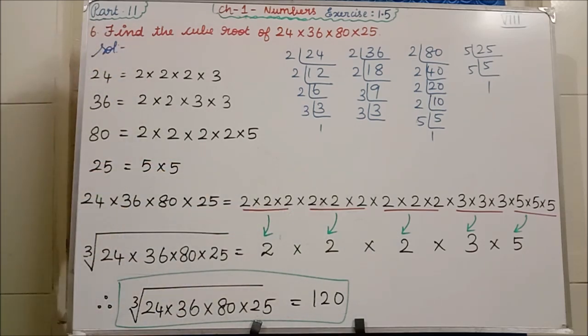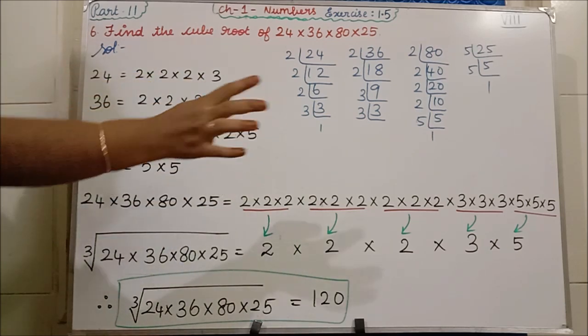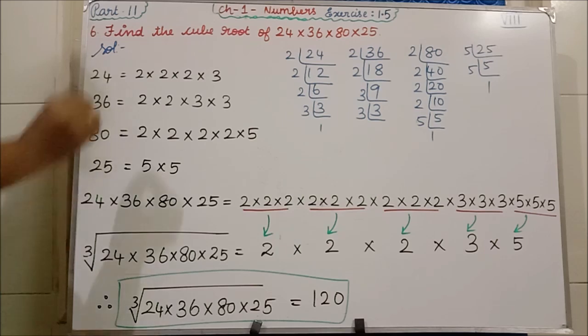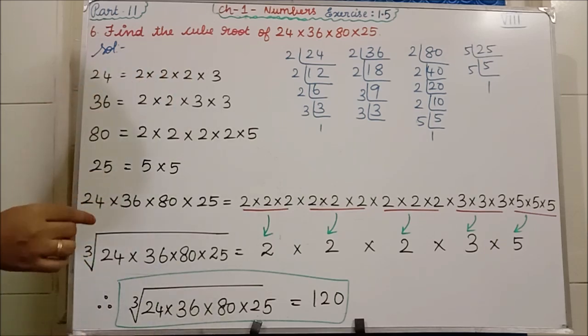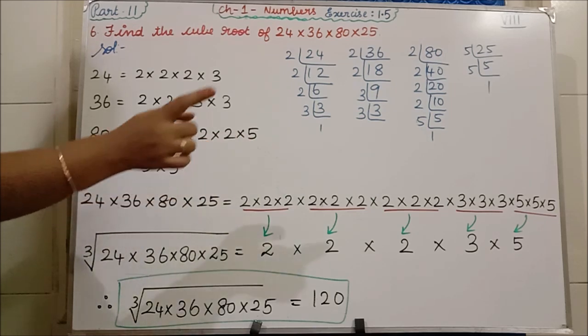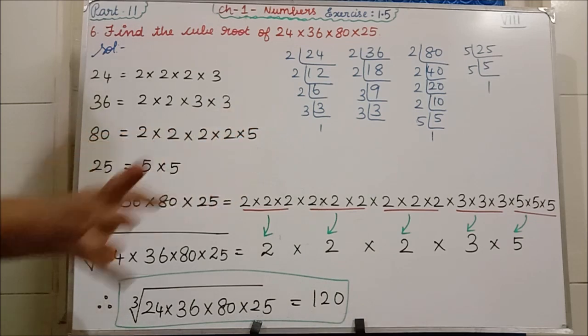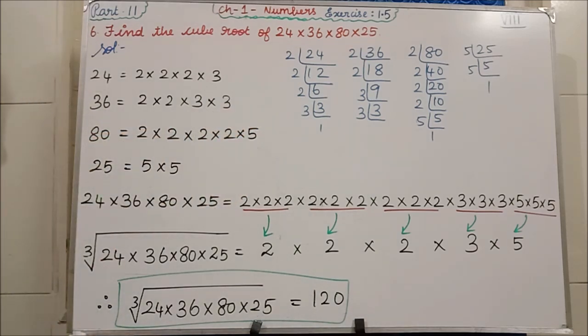Then we will go for 3. How many 3s are we having? 1, 2, 3. So write only three 3s. 3 is also over. Still one more number is left, what? 5. How many 5s? 1, 2, 3. 5 also we are having 3. So last, 5 into 5 into 5. Clear, all of you, up to this?